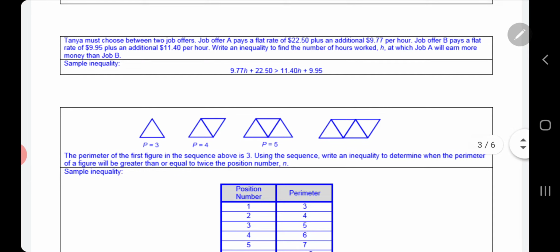Alright, kind of the same thing we had earlier, but this time they want us to write an inequality to find the number of hours worked, H, at which job A will earn more than job B. So of course job A was represented by $9.77 per hour plus $22.50, and we want it to be more than, so greater than, job B of $11.40 per hour plus $9.95.